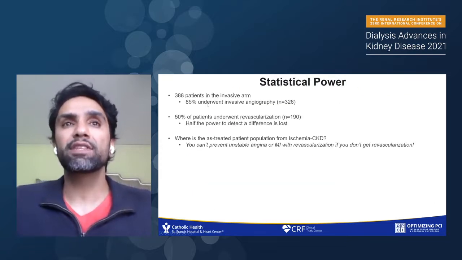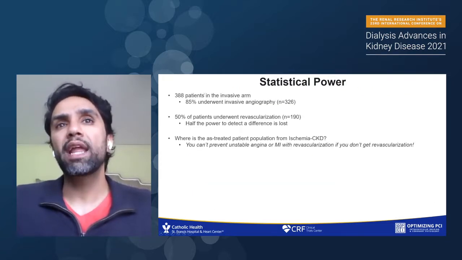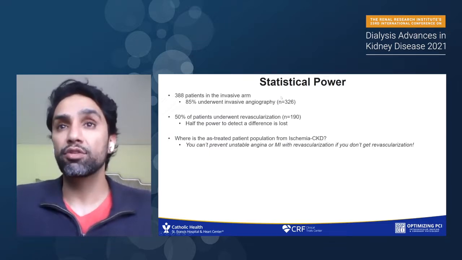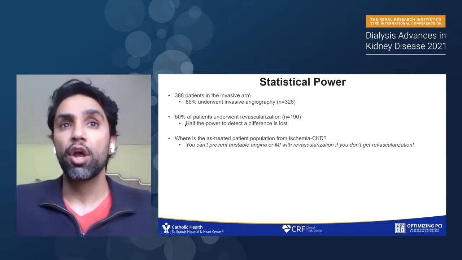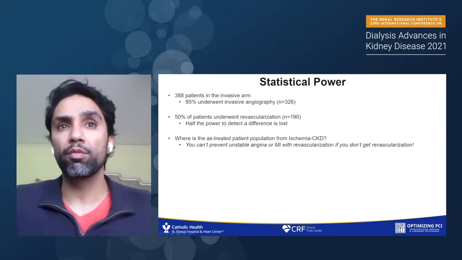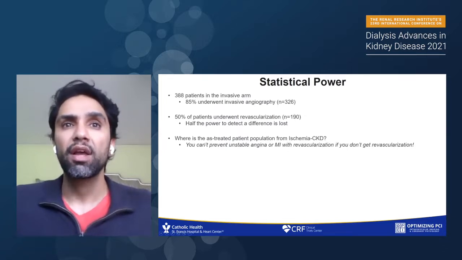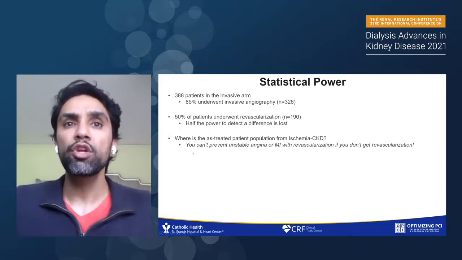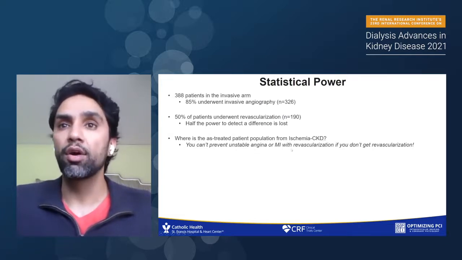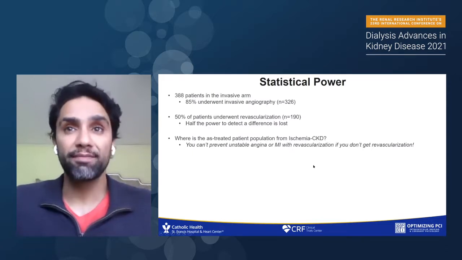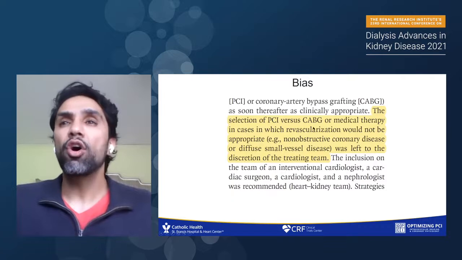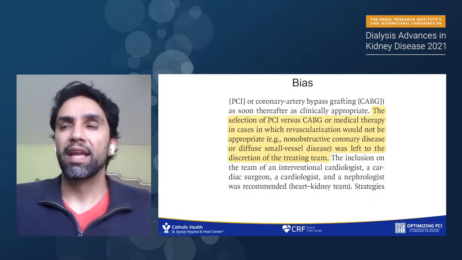And if we go ahead and look at the statistical power then, 388 patients were in the invasive arm. 85% underwent invasive angiography, so now we're down to 326 patients. Only 50% of patients underwent revascularization, so half the power to detect a difference is lost. And where is the as-treated patient population from ISCHEMIA-CKD? You obviously can't prevent unstable angina or heart attack with revascularization if you don't get revascularized. So there's also bias in this analysis.